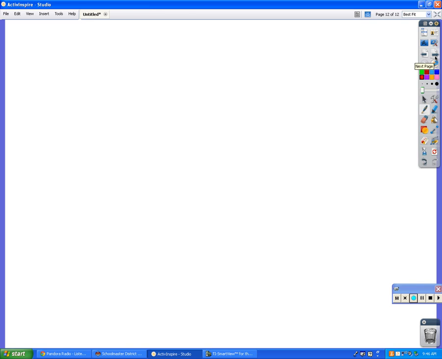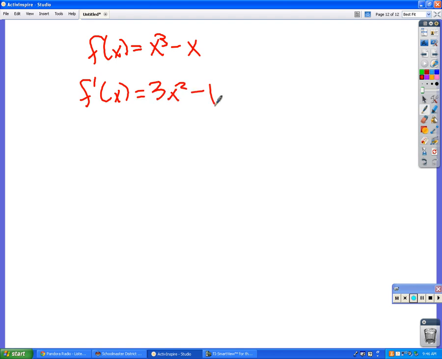Why stop at one derivative when derivatives are so much fun? So we can use our magic secret formula like we did before to find the derivative of x cubed minus 1, and that is 3x squared minus 1. Now I can take the derivative of the derivative, and that's the old double prime. 6x. So the derivative of 3x squared minus 1 would be 6x.